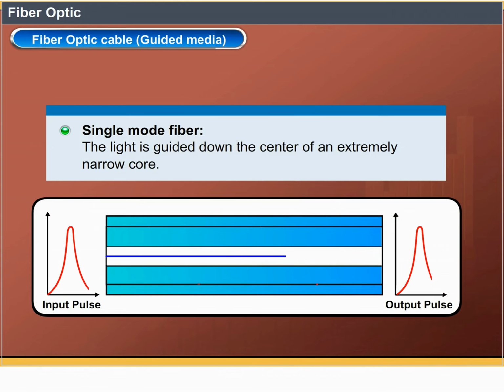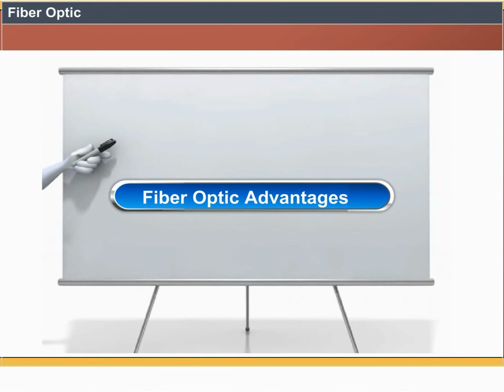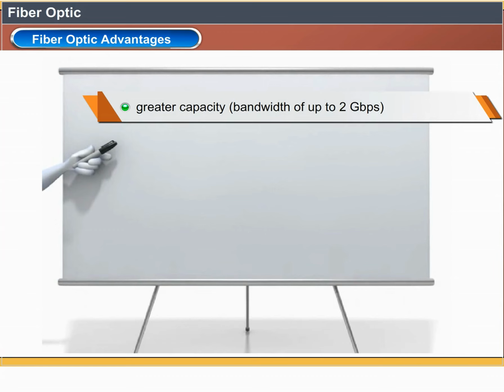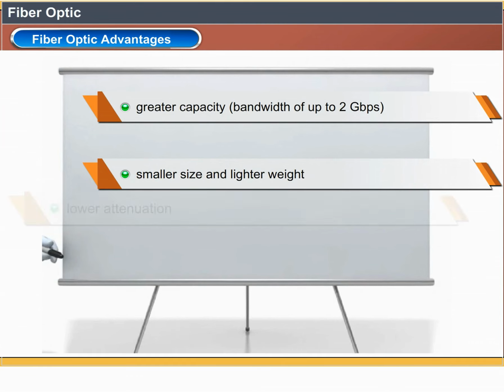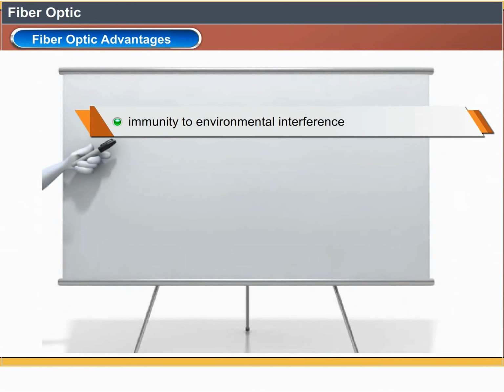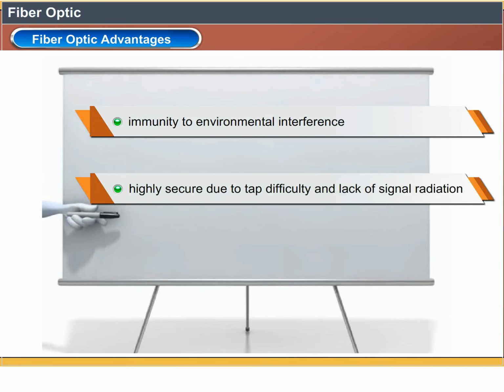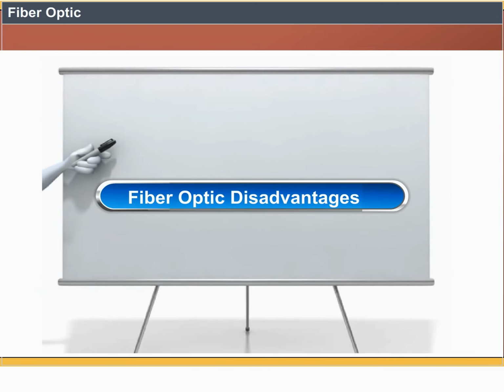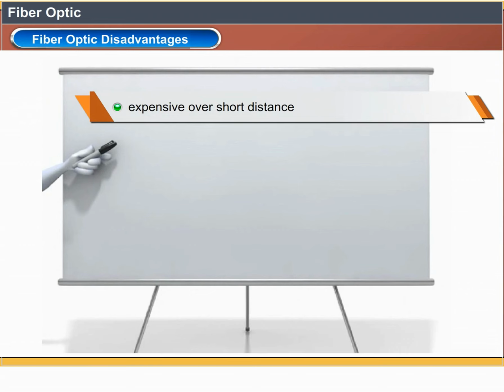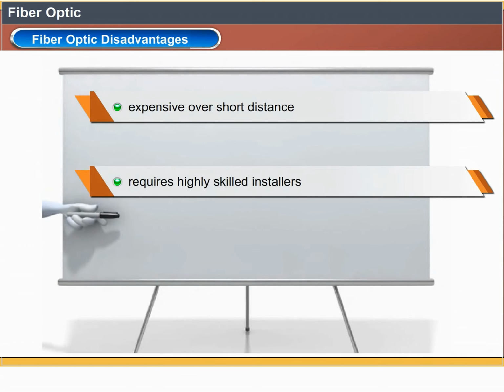Fiber optic advantages: greater capacity, that is bandwidth of up to 2 Gbps, smaller size and lighter weight, lower attenuation, immunity to environmental interference, highly secure due to tap difficulty and lack of signal radiation. Fiber optic disadvantages: expensive over short distance, requires highly skilled installers, adding additional nodes is difficult.